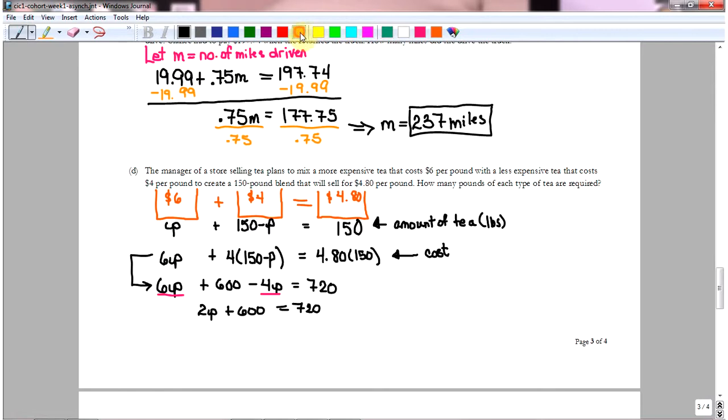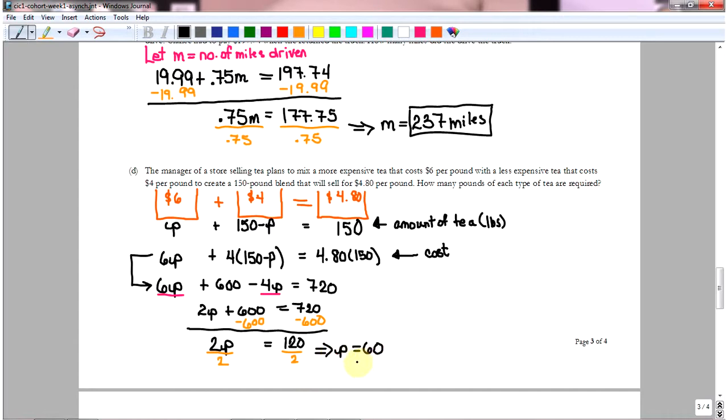So now we need to subtract 600 from both sides to isolate the p. So we have that 2p is equal to 120. Divide both sides by 2. And we end up with p is equal to 60.